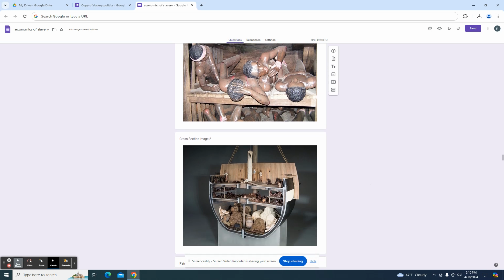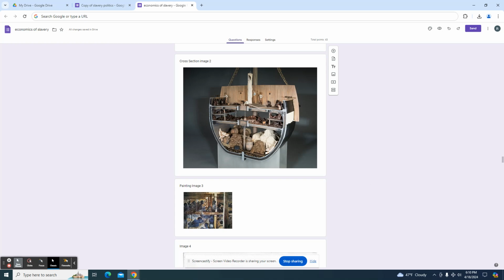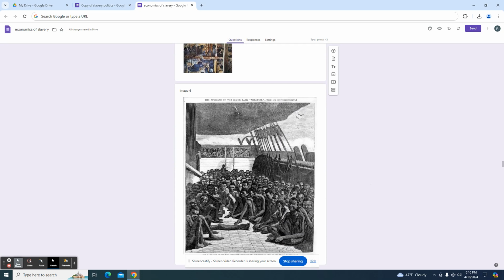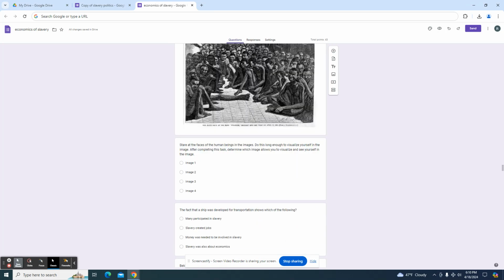Some more images of the slave trade or the slave ship. More images from the AP framework. And this is just used to give some visuals to the students so they have a visual understanding for what this process is actually like.